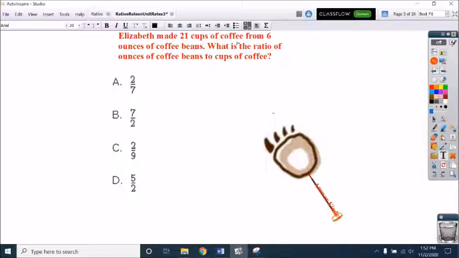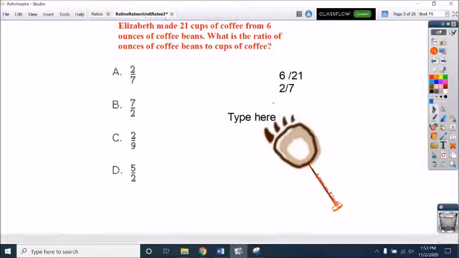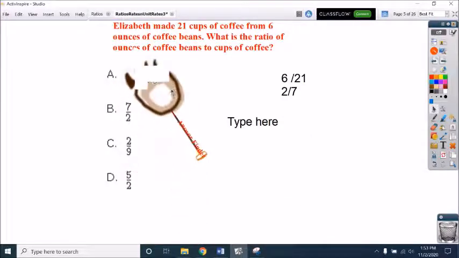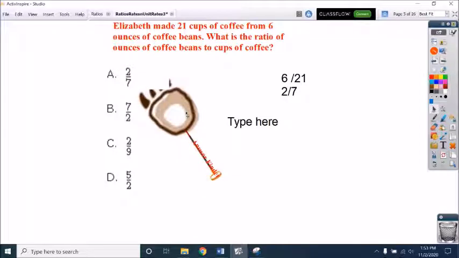Elizabeth made 21 cups of coffee from 6 ounces of coffee beans. What is the ratio of coffee beans to cups of coffee? So this is going to start as 6/21. Both of those can be divided by 3. So that is 2/7. So let's take our little magic wand here and see if we can determine if our answer was right. So none of these have the bunny rabbit. This top one has the bunny rabbit, and it is 2 to 7.